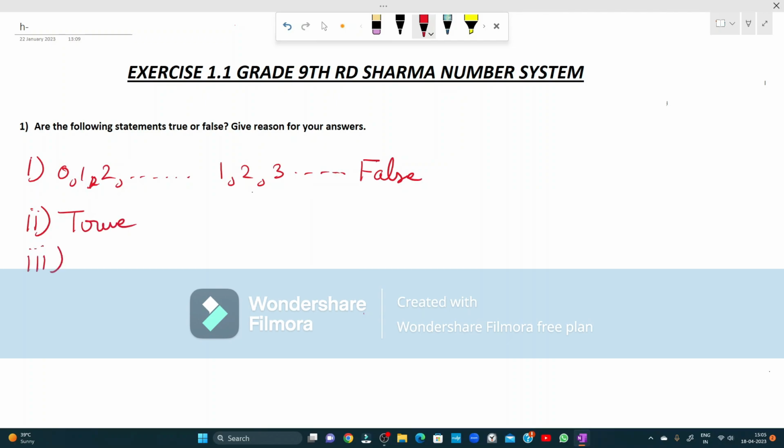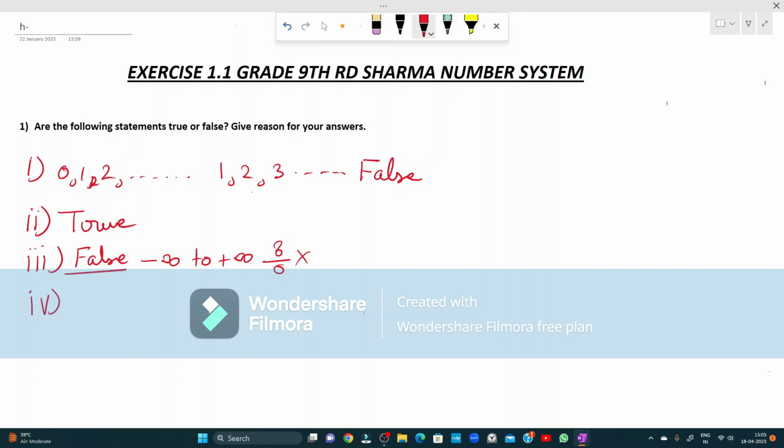Now the third one, every rational number is an integer. False. Because what happens in integers, they start from minus infinity to plus infinity. Okay, and in rational numbers we can't do that. We can't write the answer like 8 upon 0. That would be invalid. So this one is false. Now the fourth one, every natural number is a whole number.